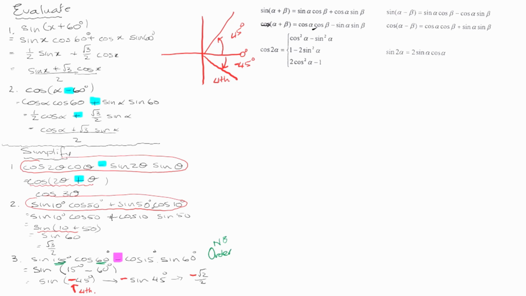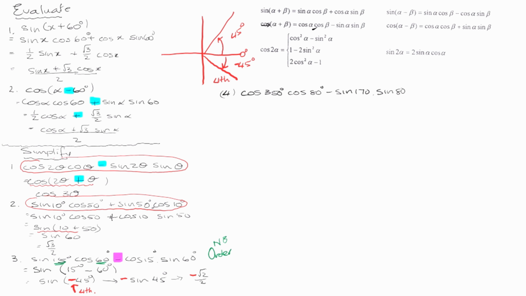Right, on to the next question, which is question number 4. Question number 4 is cos of 350 cos of 80 minus sine of 170 and sine of 80.